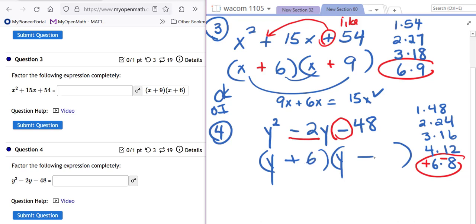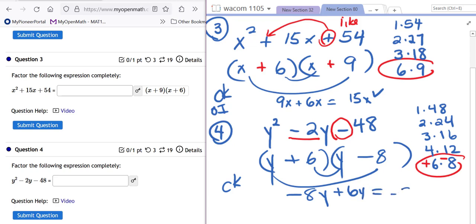So we have a 6 and an 8. Definitely you want this check here to make sure you have the signs right. So -8y plus 6y, and that gives a -2y. So we're good. We're happy with that.